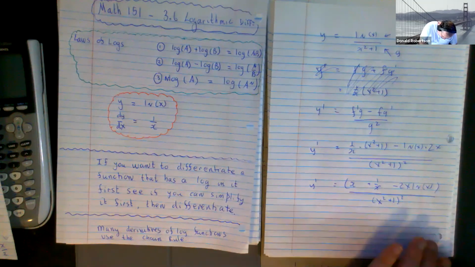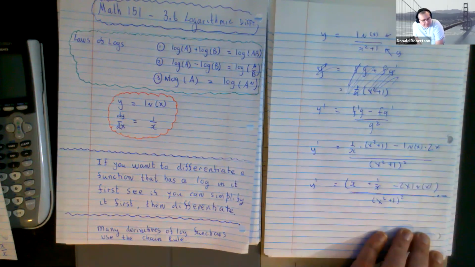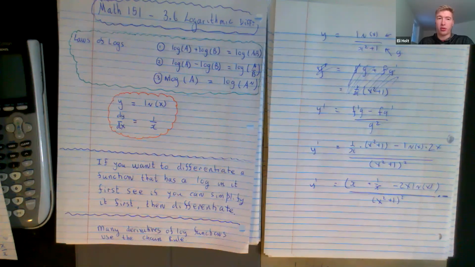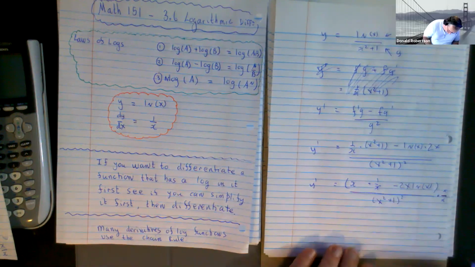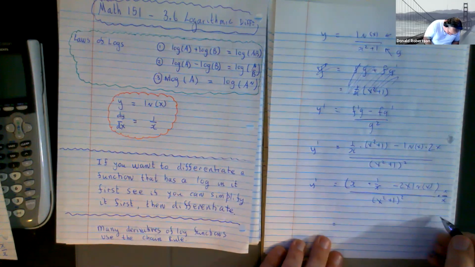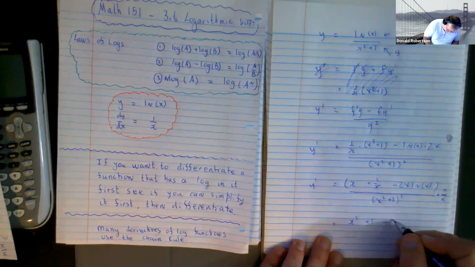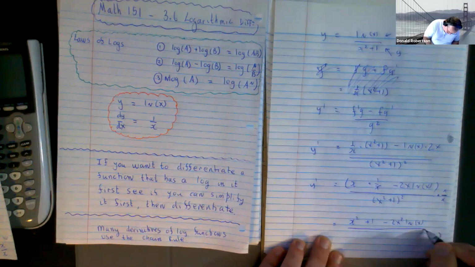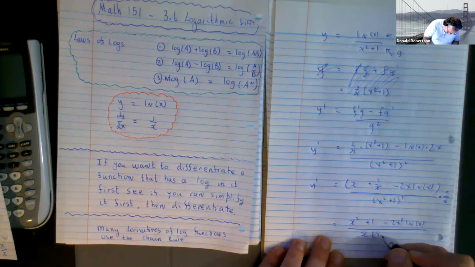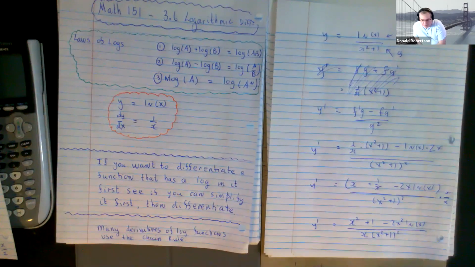Okay, here's a clue. I'm going to multiply by a special version of 1: x over x. And what that's going to get me is x squared plus 1 minus 2x squared log x, and on the bottom, I've got that guy. That's it. I took care of the 1 over x.